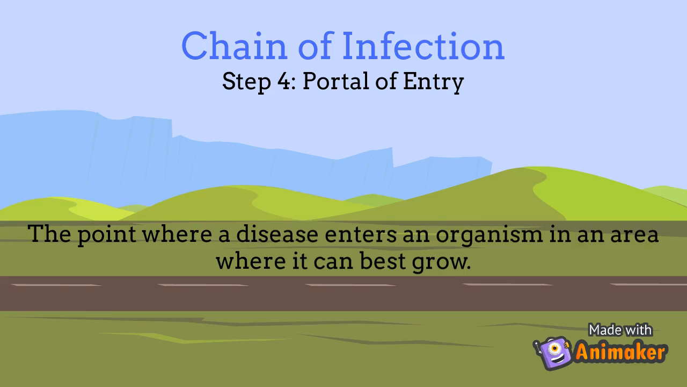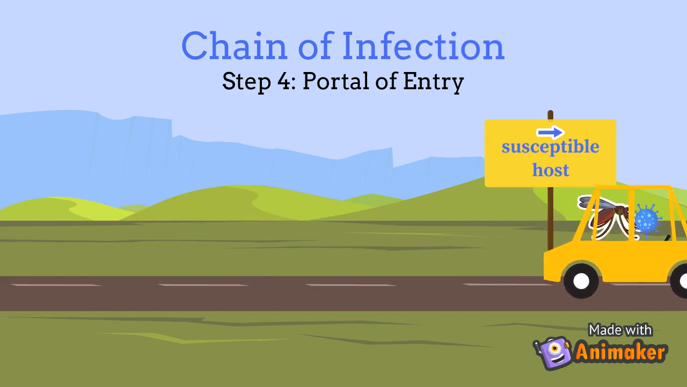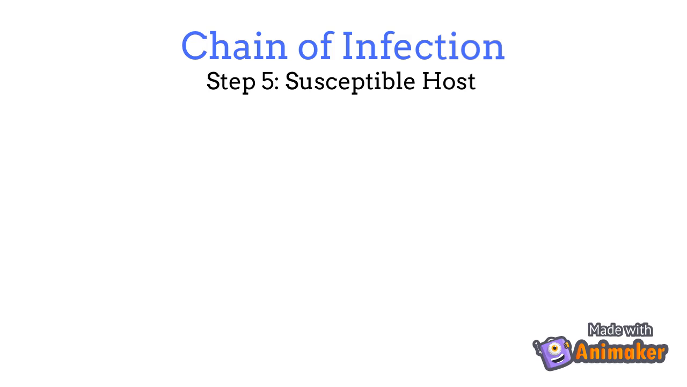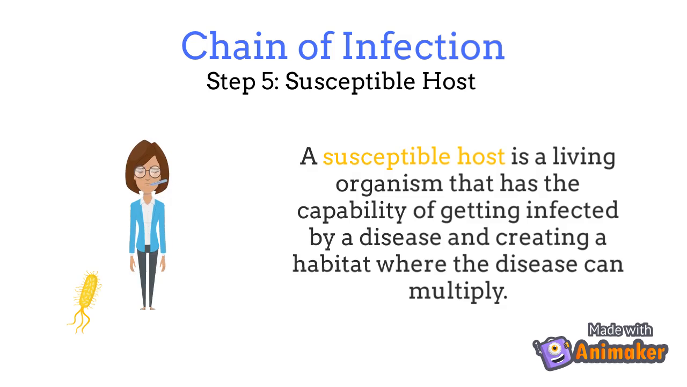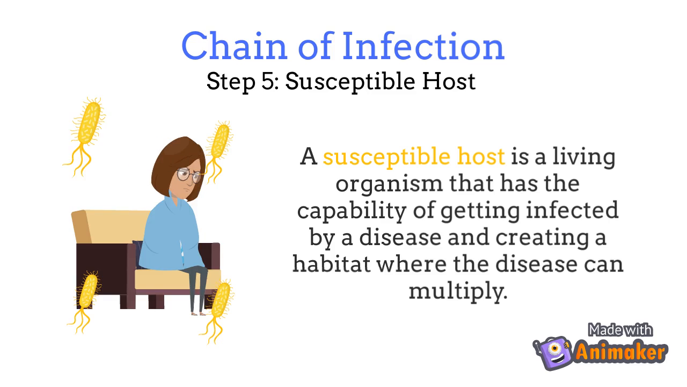Step 4. Portal of entry. The point where a disease enters an organism in an area where it can best grow. Step 5. The susceptible host. A susceptible host is a living organism that has the capability of getting infected by a disease and creating a habitat where the disease can multiply.